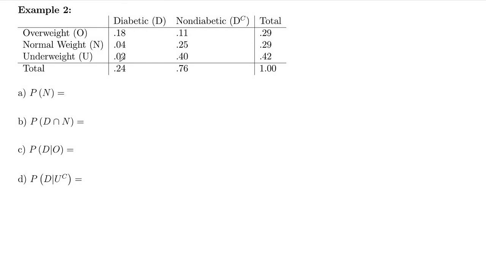So let's look at another example here with some conditional probabilities. We're given some weight categories here, and then by diabetic status, either diabetic or not diabetic. And O, N, and U are overweight, normal weight, and underweight respectively. So these are the proportions. So the probability of a normal weight, so normal weight here is these two numbers. Those two sample points have probability 0.4 and 2.5, so for a total probability of 0.29.